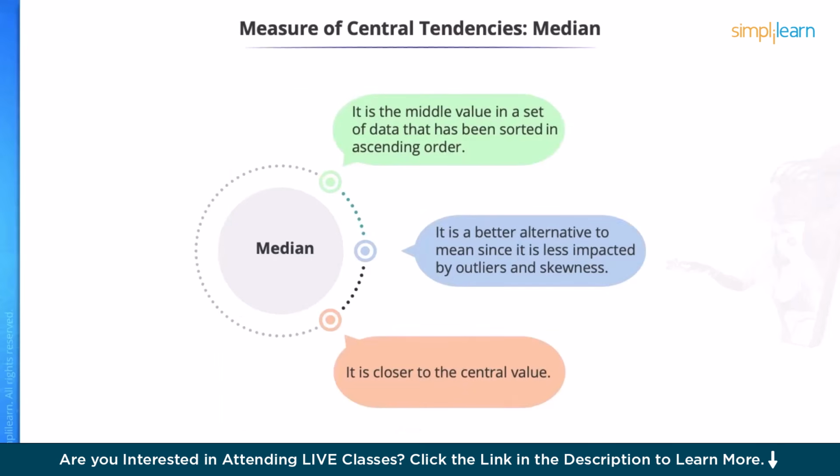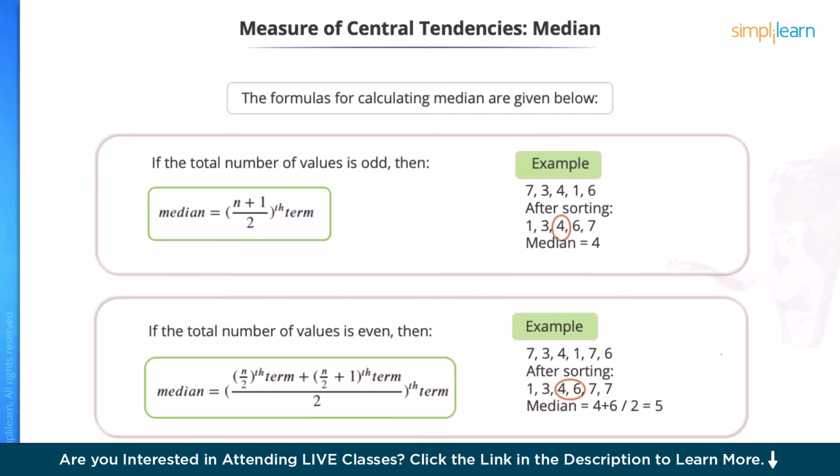Median. It is the middle value in the set of the data that has been sorted in ascending order. It is a better alternative to mean, since it is less impacted by outliers and skewness. It is closer to the actual central value. Median is calculated differently for different sizes of data. Differentiated as if the total number of values is odd, or if the total number of values is even.